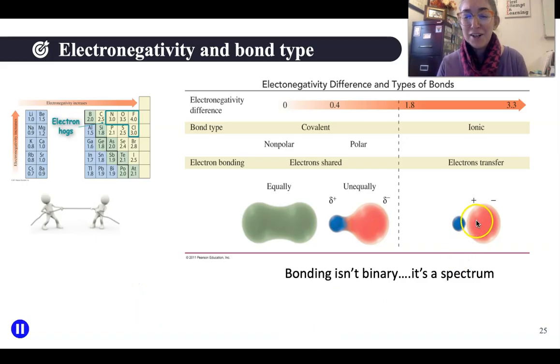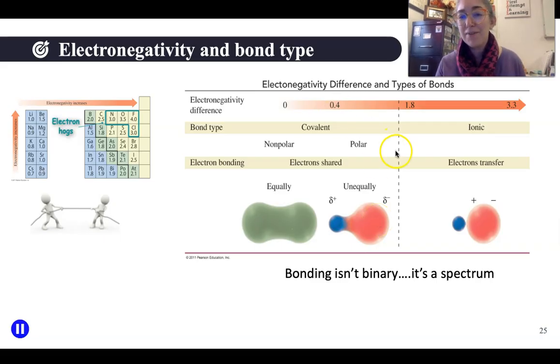Ionic bonds occur when the difference between the electronegativities is so great that one atom literally just steals the electron from the other. And that happens with metals and nonmetals because metals have very low electronegativities and nonmetals have very high. They're big hogs. So then you get an ionic situation. If you have two atoms that are very equal in their electronegativities, or they are identical, then you get equal sharing, and that is a truly nonpolar covalent situation.